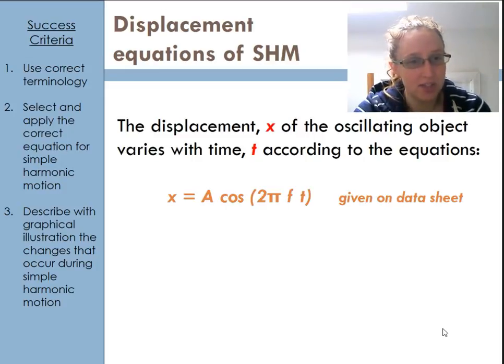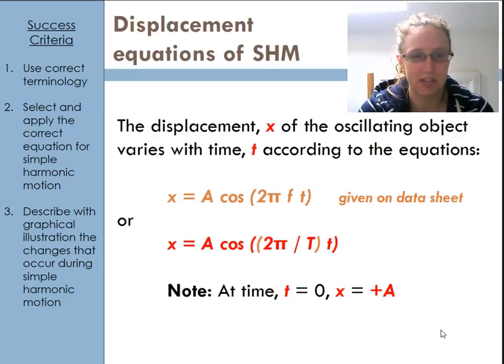So we can use an equation, and the equation we use is x equals a cos of 2 pi ft, and that's given to you in a data book. Obviously, if you haven't got f, you can use 1 over the time period instead and just rearrange it. Again, you pick whichever works for you. And a here is your maximum amplitude. Just make it positive, that's fine.